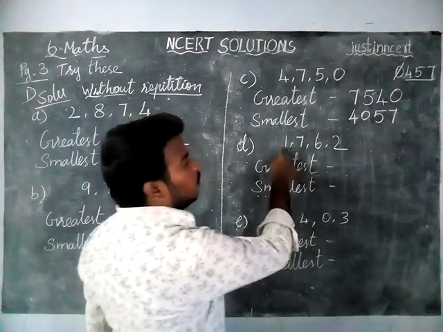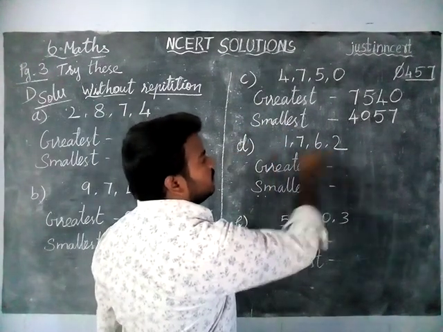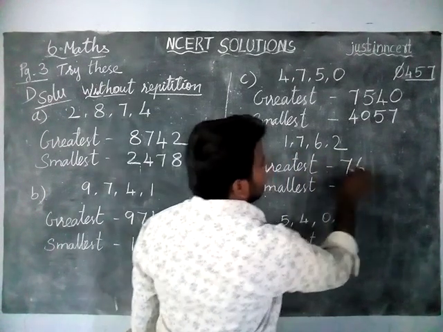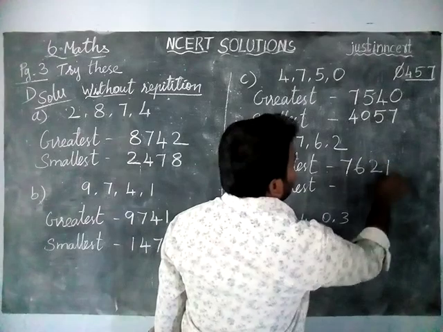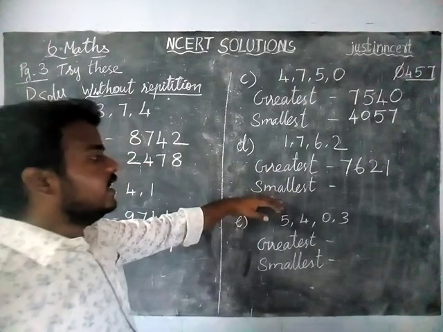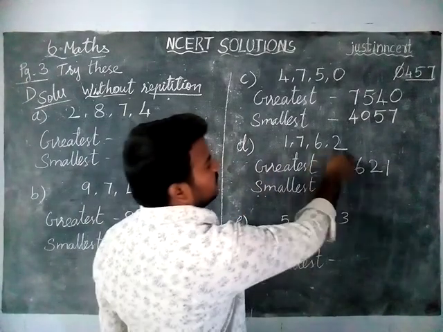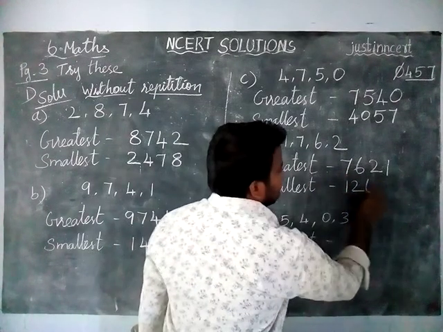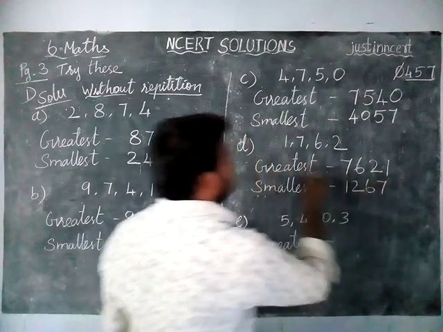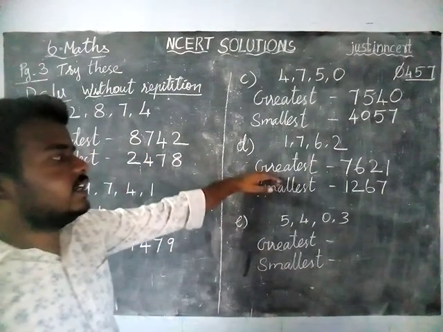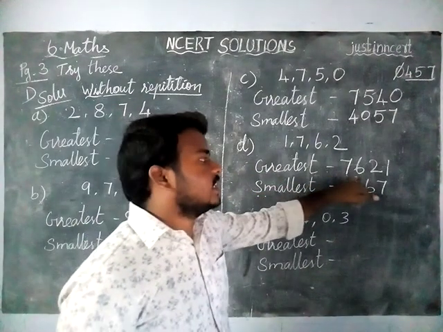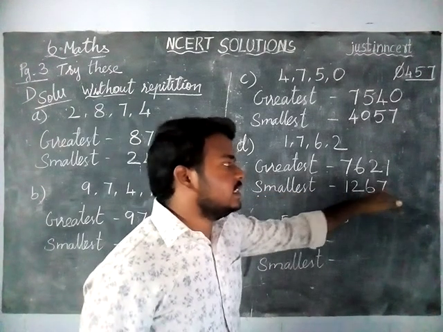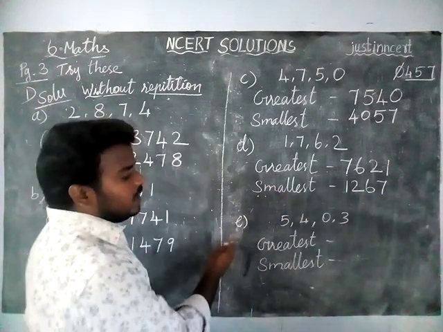Next, 1762. In this, the greatest digit is 7, next 6, next 2 and 1. Then finally the smallest number: the smallest digit is 1, next smallest is 2, then 6 and finally 7. So by using these 4 digits, the greatest number is 7621 and the smallest number is 1267.